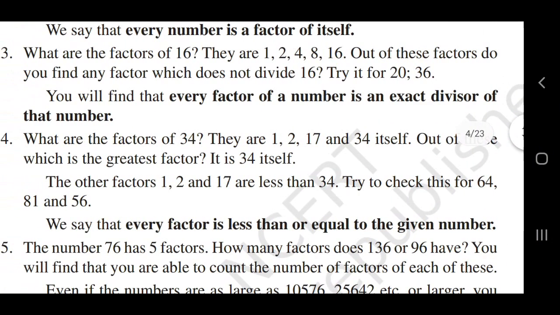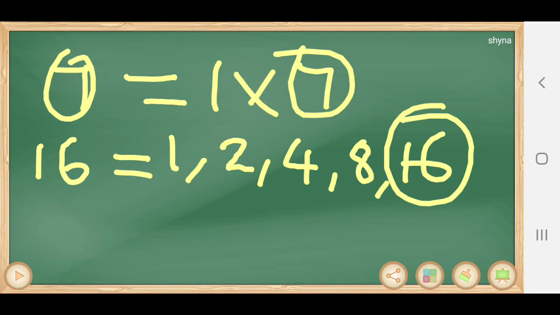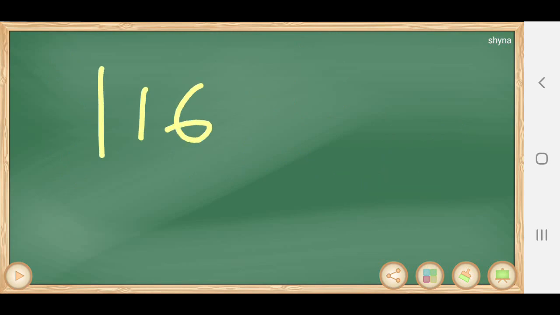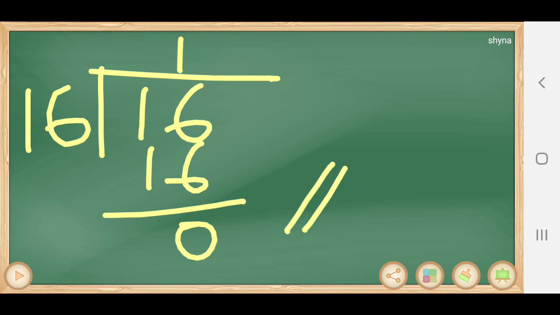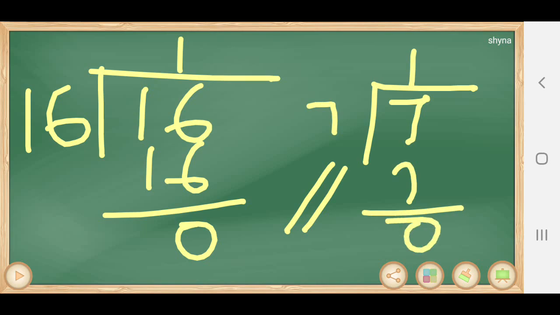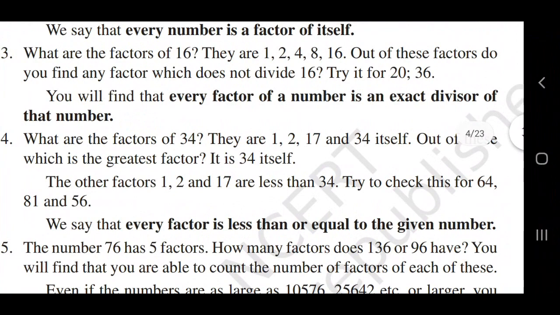The third one is every factor of a number is an exact divisor of that number. If you divide 16 by 16, you will get remainder 0. 7 by 7, you get remainder 0. Clear? If I am taking 16 and dividing by 16, surely I will get remainder 0. So 16 is an exact divisor. If I take 7 and divide by 7, remainder is 0. So every factor of a number is an exact divisor of that number.